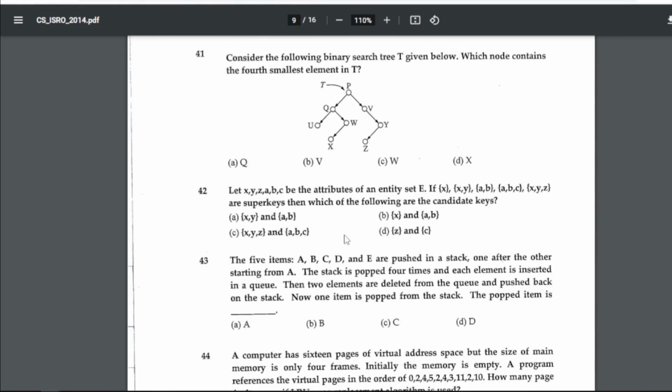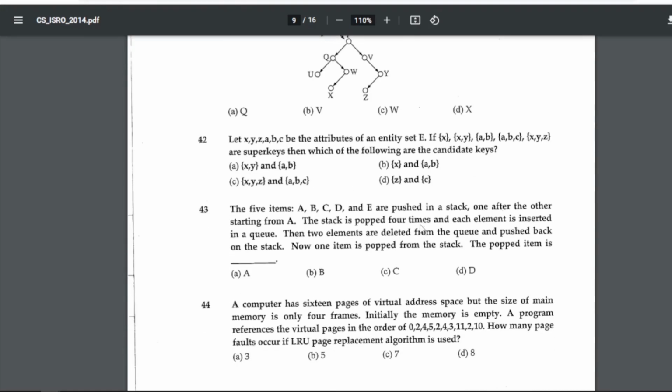Now question number 42 is: let X, Y, Z, A, B, C be the attributes of an entity. These are a super key. Then which of the following are the candidate keys? So for 42, our answer will be B, that is X and AB, right?